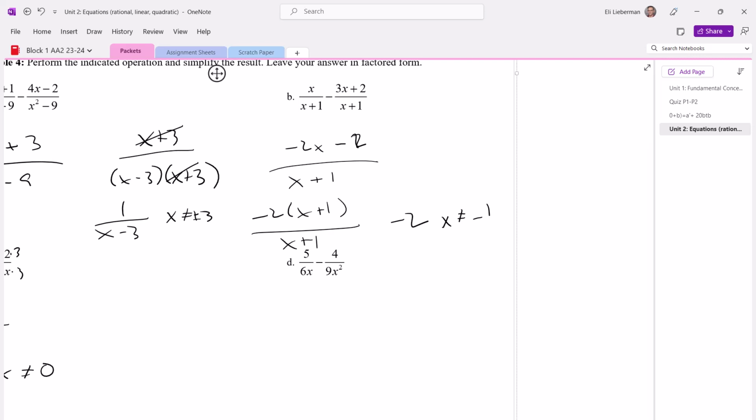Okay, I'm going to separate this out a little bit. 6 I'm going to think about as 2 times 3 times x. 9 I'm going to think about as 3 times 3, and then x squared, of course, is x times x. So this is for educational purposes only. I wouldn't expect you to actually factor that out. But that's just to see what we have to do to the first fraction and the second fraction. Go ahead and discuss for a little bit what you are going to multiply to get the least common denominator and get that final answer.